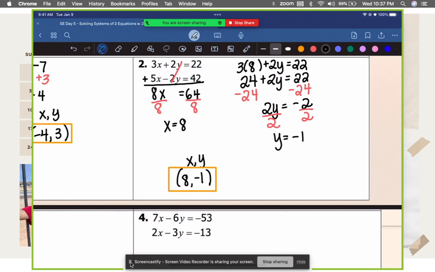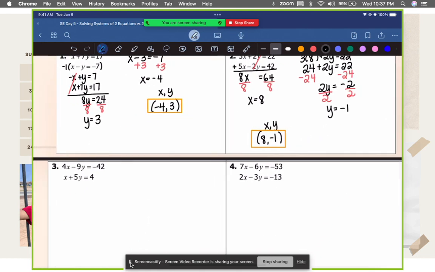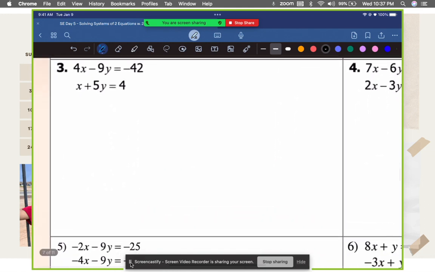Not too bad. Okay, hopefully you guys are kind of getting the hang of it. We're going to go ahead and take a look at just a few more, maybe just 3 and 4, and then I'm going to have you guys rewrite 5 and 6 and try to figure those out on your own. Okay, so let's go ahead and take a look at 3.